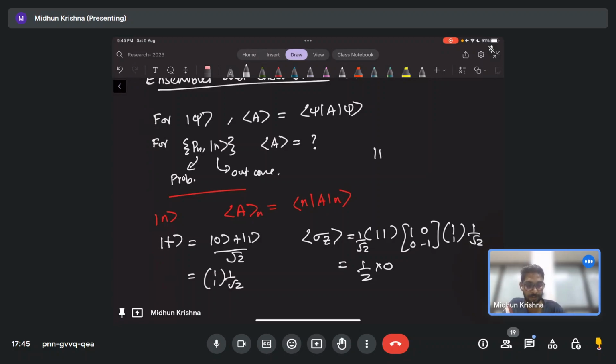So what that means is for the plus state, the average of sigma z is 0. If I have the plus state and I do a sigma z measurement, half of them will be 0, half of them will be 1, which means on average there's no z value. The average angular momentum along z direction is 0 because half of them have eigenvalue 1, half of them have eigenvalue minus 1. Is that fine? Yes. Okay.